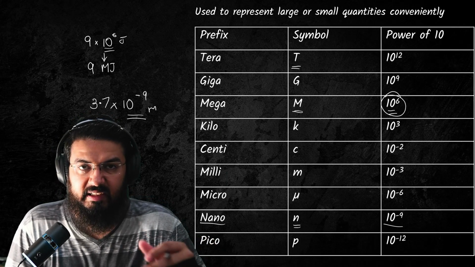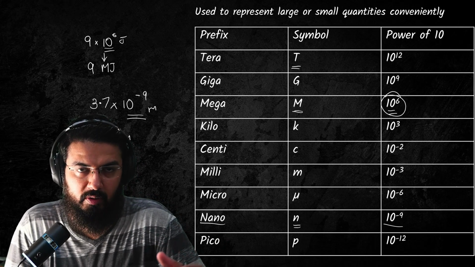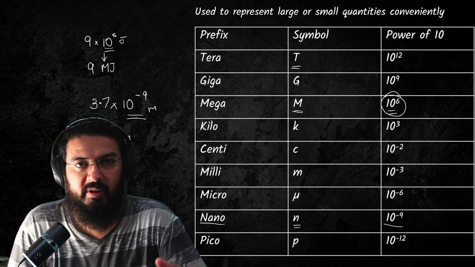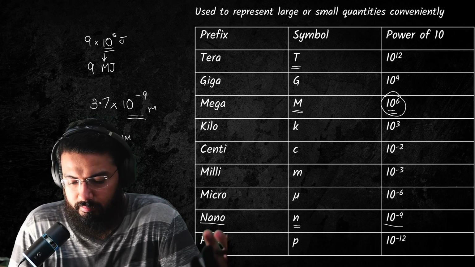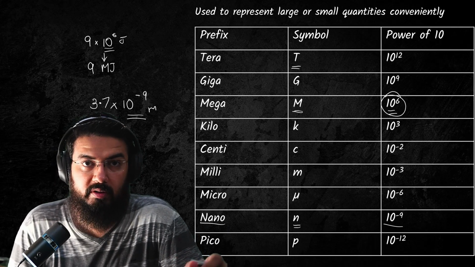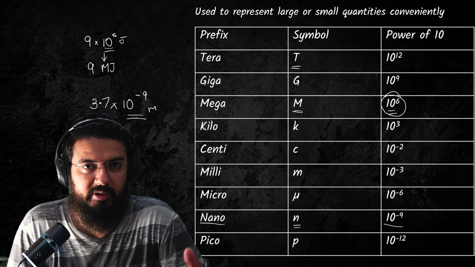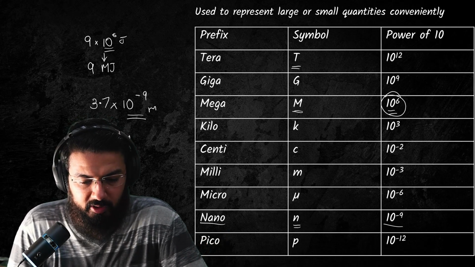So basically it's convenience upon convenience. First, you represented very large, very small values in powers of 10, and now you're replacing those powers of 10 with symbols. So again, even though it seems like a lot of work because you now have to remember what certain prefixes mean, in the long run, you'll realize that it's a lot more convenient to remember these symbols.